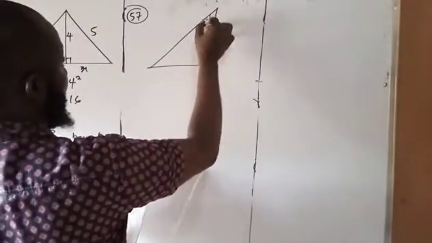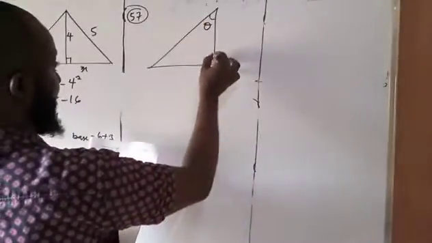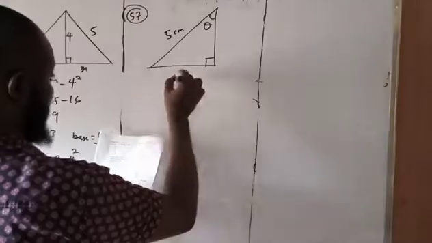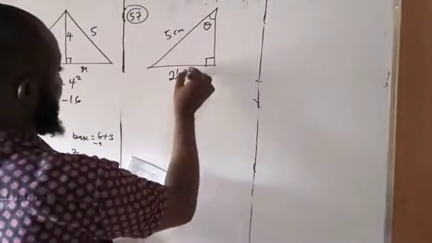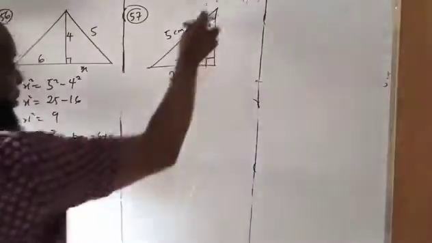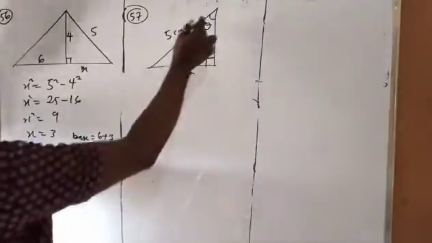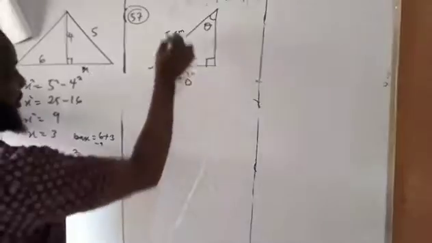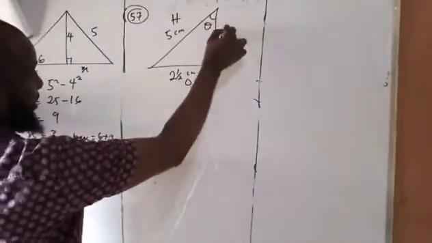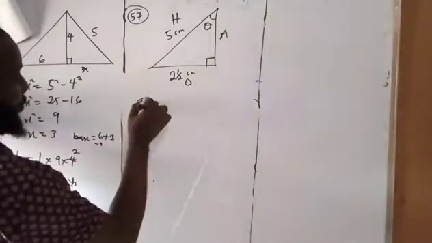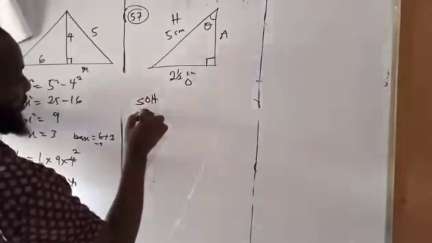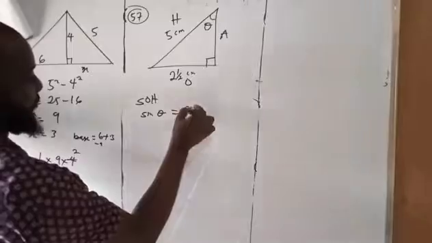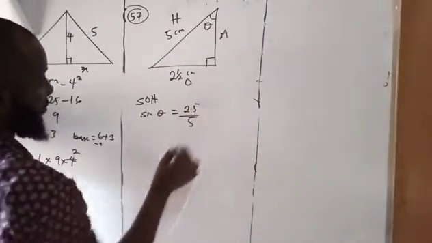We have theta here. This is 90 degrees. This is 5 centimeters, and this is 2.5 centimeters. Since what we're looking for is opposite over hypotenuse, that is opposite, hypotenuse, adjacent. So sine theta equals opposite 2.5 divided by hypotenuse 5.